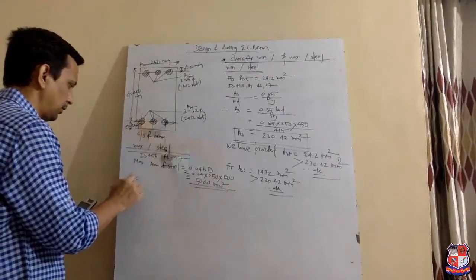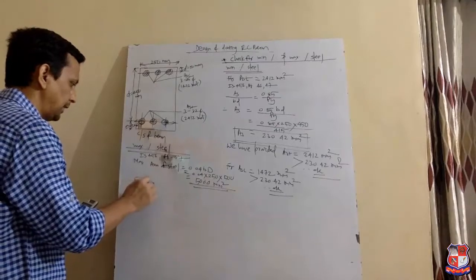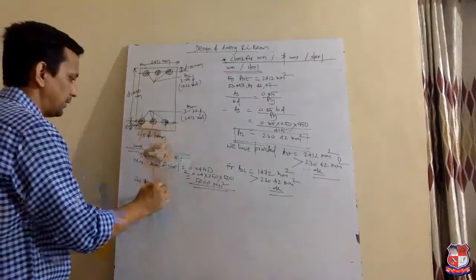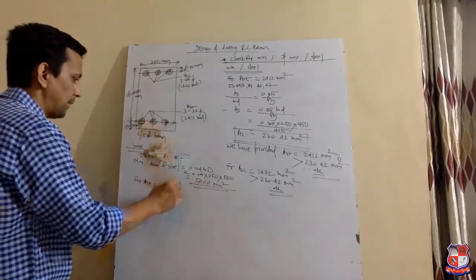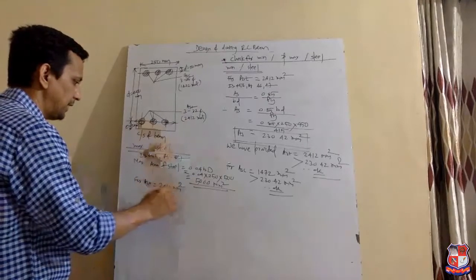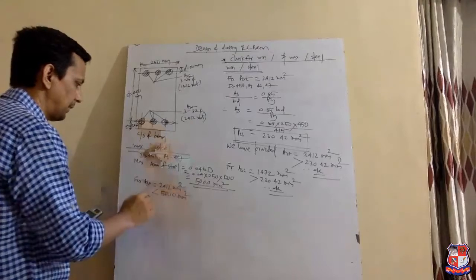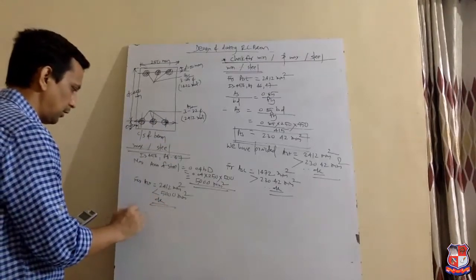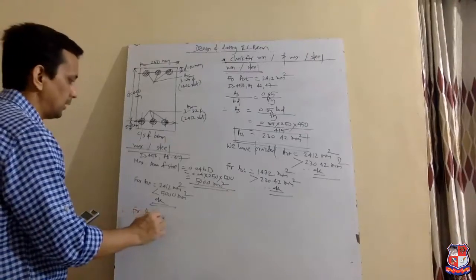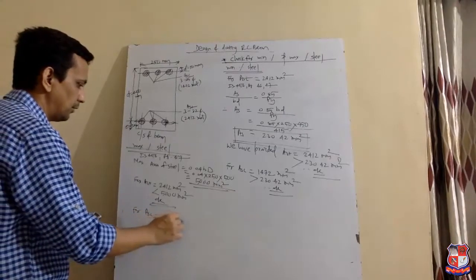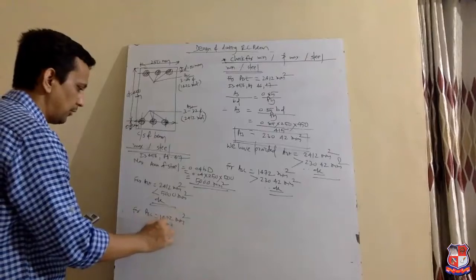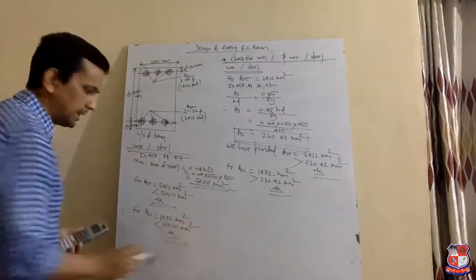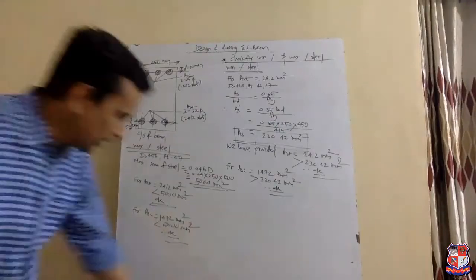For AST, we have provided 2412 mm square, which is less than 5000 mm square. That's why it is okay. And for ASC, 1472 mm square, which is less than 5000 mm square. That's why it is okay.